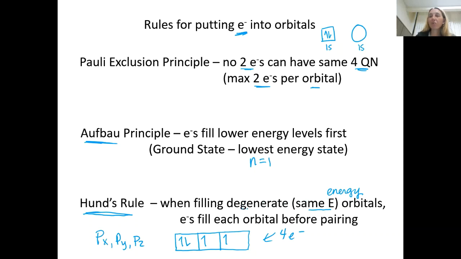So degenerate orbitals mean, I'll explain that as I go. Oops, my eraser's not working. So degenerate is when you have boxes that connect each other, right? That's when you fill all the orbitals first and then you pair them. Okay, so let's do an example of this. And so those are my 3 rules.